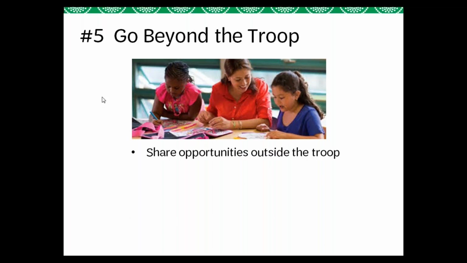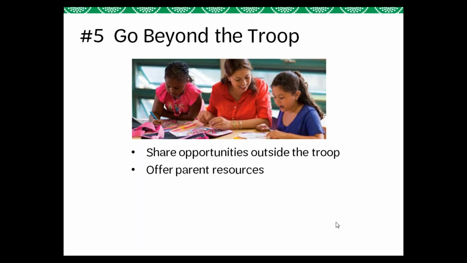is to share opportunities outside the troop. There's a lot of council, service unit, even community activities. Show parents how to visit our website to look at those. Not everything your troop does has to be done as a troop. Parents can register their daughter and participate with these service unit and council events on their own. They can do that. That's okay.